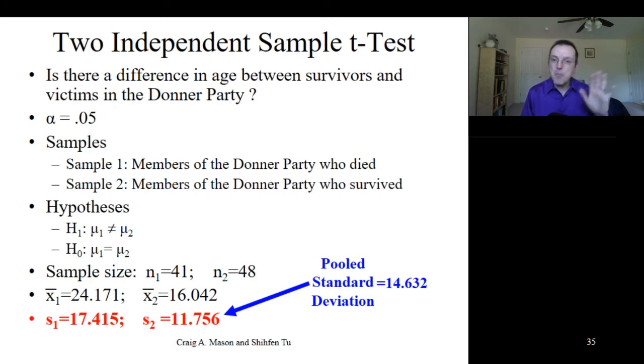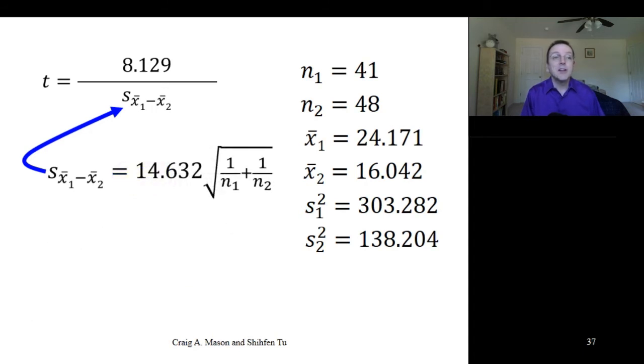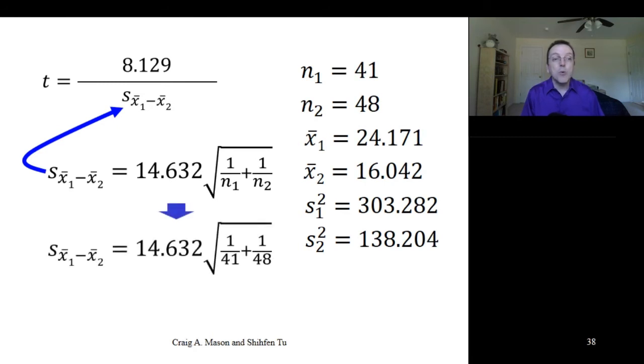Okay, let's go back now and return to calculating our t-score. We now take our pooled standard deviation of 14.632 and let's go back a few steps so that we can plug it into our standard error of the difference between means formula. Doing so, it gives us the standard error of the difference in means is equal to 14.632 times the square root of 1 over n1 plus 1 over n2. Now let's plug in our n's and we get 14.632 times the square root of 1 over 41 plus 1 over 48.